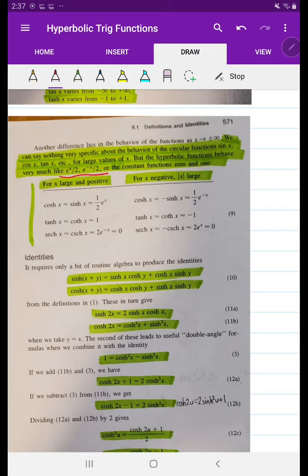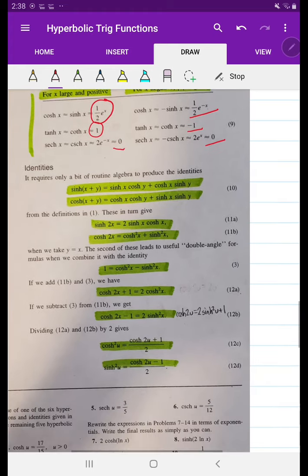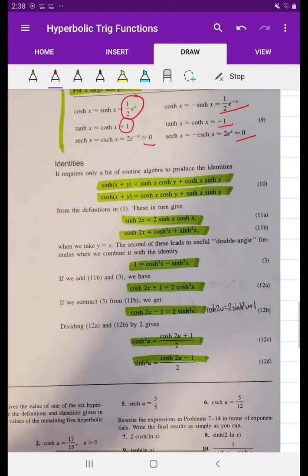So when the values get really, really large, cosh x and sinh x are both going to look like 1/2 e to the x. If they're large and positive, tanh x and coth x both look like 1. And then sech and csch are both going to turn into 0. And then if the values get really, really negative, they're going to turn into 1/2 e to the -x, -1, and 0 respectively.